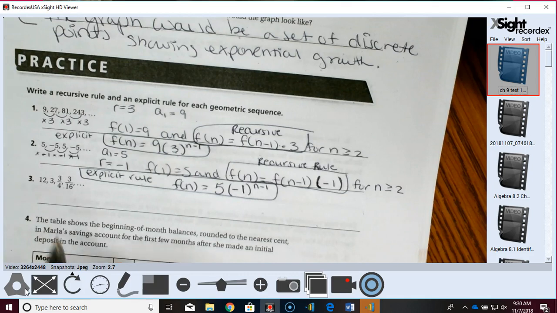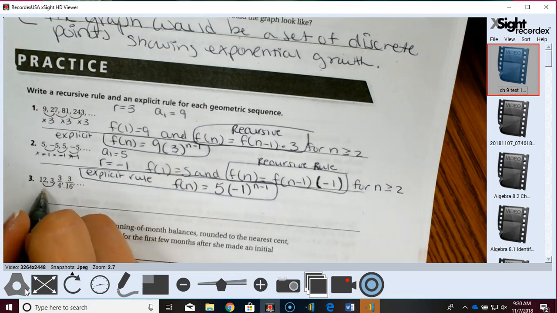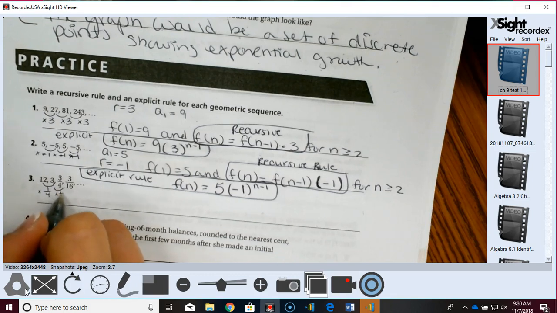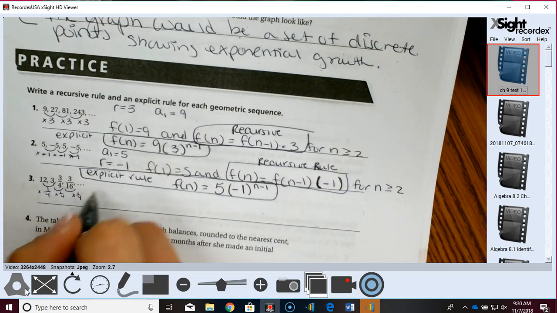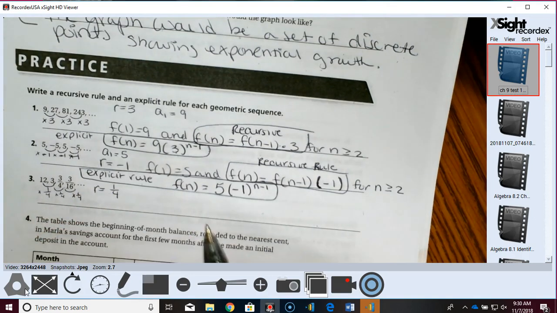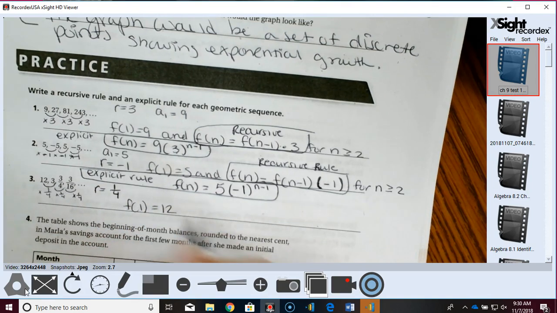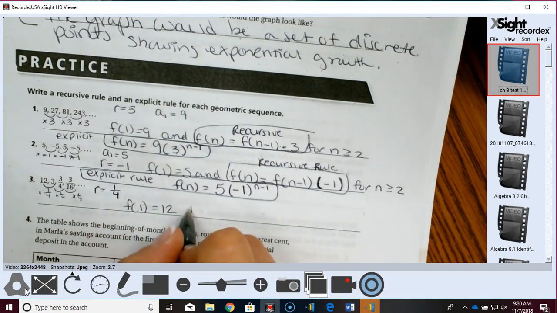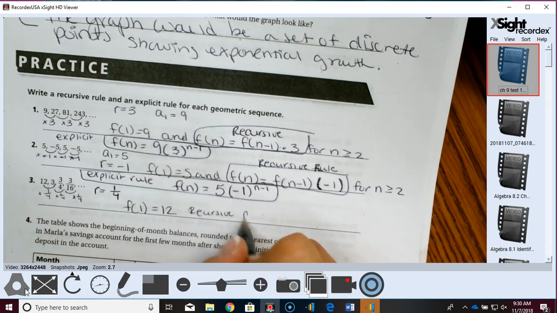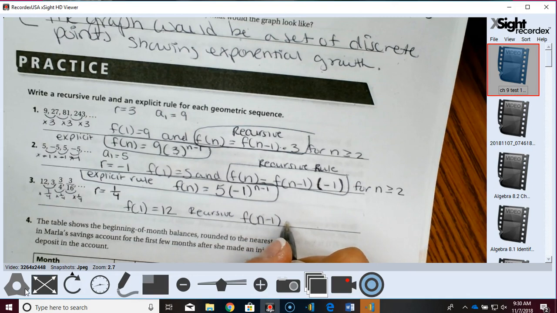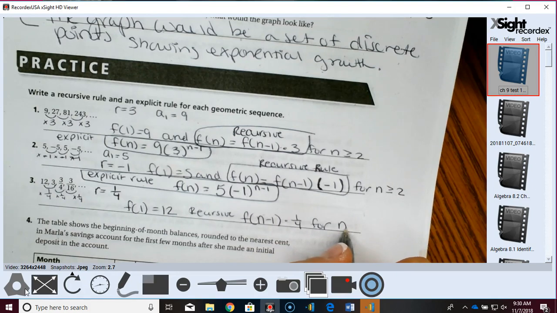All right, so what's going on? Times 1/4, right? Divided by 4 or times 1/4, times 1/4, times 1/4. So my common ratio is 1/4. And my first term, so f of 1 is 12. So my recursive rule is going to be the term before times my common ratio of 1/4 for n greater than or equal to 2.